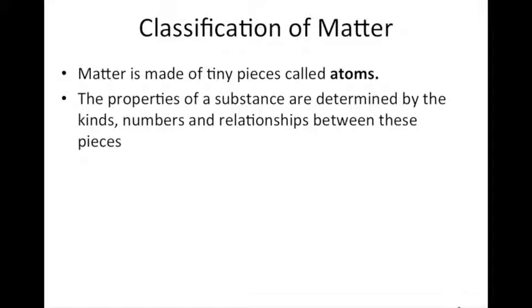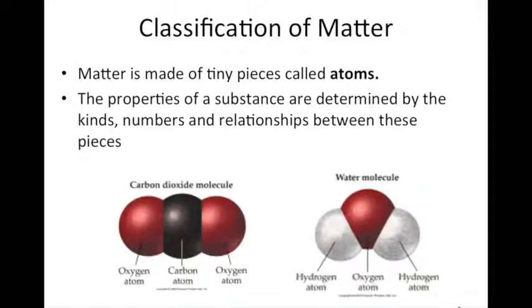The properties of a substance are determined by the kinds of atoms, the number of atoms, and the relationship of atoms that come together. Let me give you an example. Carbon dioxide, we're all familiar with carbon dioxide. If you have one carbon atom that chemically bonds to two oxygen atoms, then you form carbon dioxide.